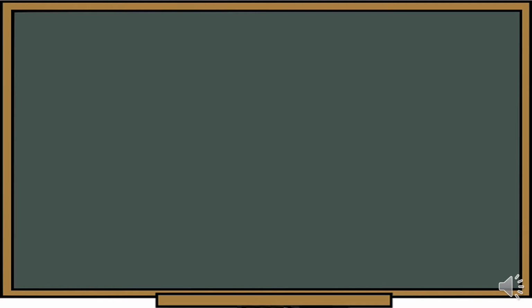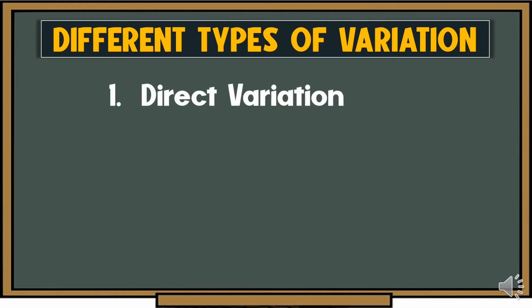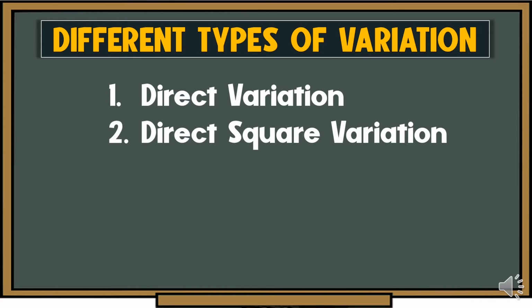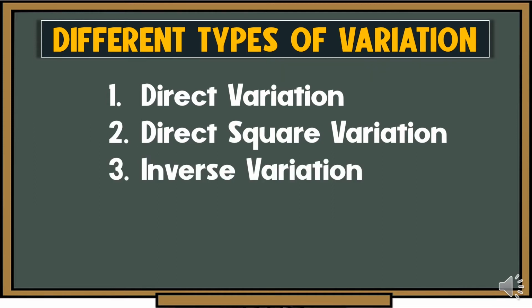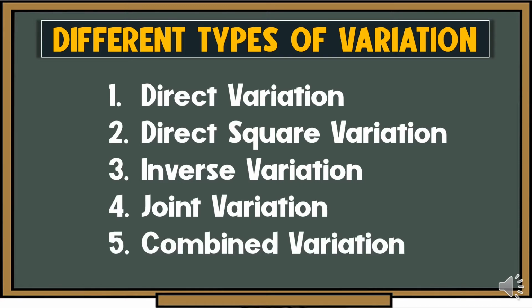As we go along with the discussion of variation, we will be dealing with different types of variation. One of those is direct variation, which is our lesson for today. The second one is direct square variation. We also have inverse variation, joint variation, and combined variation. So those types of variation will be discussed later on.